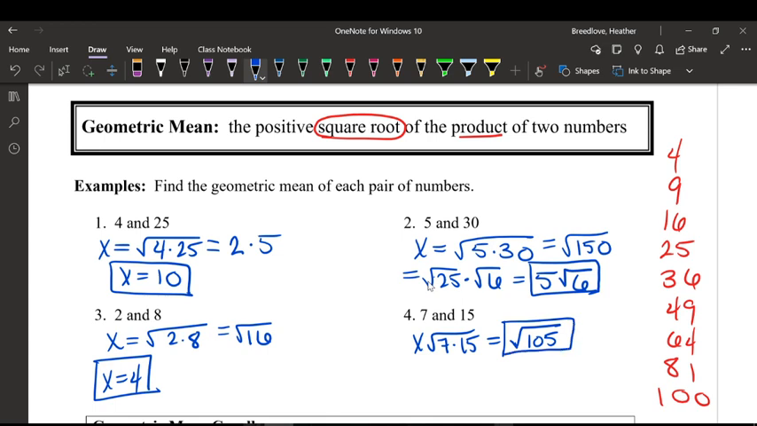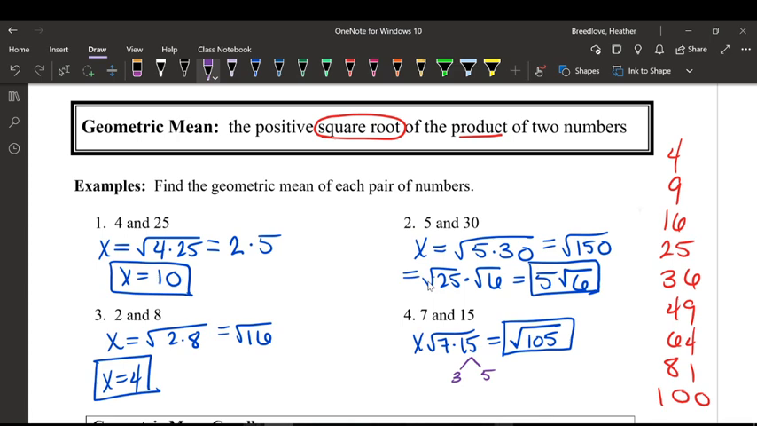And if you wanted to check that with a factor tree, it's actually not too bad to check. 7 is already a prime number. 15 can be broken down into 3 times 5. And those are both prime numbers. So I have 7, 3, and 5. There's no pairs. So 105. All right, so that is how to do the geometric mean when you're just given the numbers.